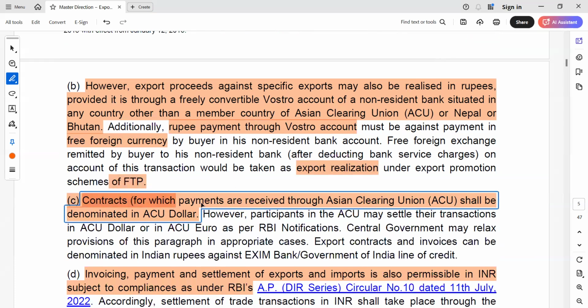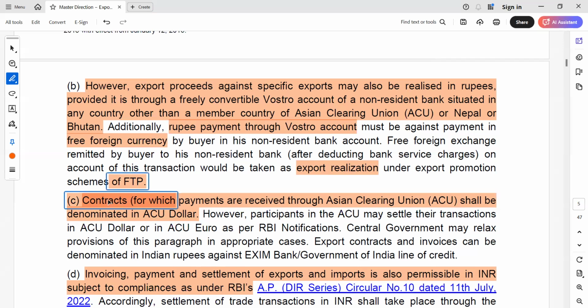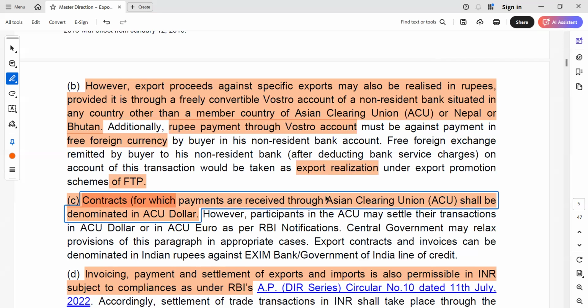Okay, contract for which payments are received through Asian Clearing Union shall be denominated in ACU dollar. However, participants in the ACU may settle their transaction in ACU dollar or ACU euro as per RBI notification. So, जो भी कॉन्ट्रैक्ट्स हैं फ्रेंड्स जहाँ पे पेमेंट जो है वो एशियन क्लियरिंग यूनियन के थ्रू आ रही है तो उसे हम कहेंगे एसीयू डॉलर और एसीयू यूरो। ओके, as per RBI notification, Central Bank, Central Government may relax provision of this paragraph in appropriate cases.